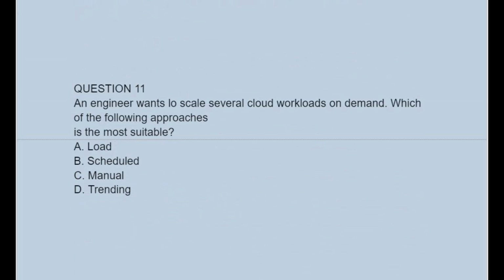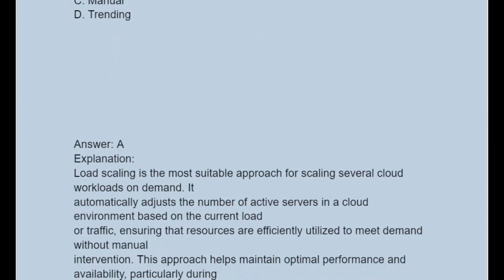Question is, an engineer wants to scale several cloud workloads on demand. Which of the following approaches is the most suitable? Option A, load. Option B, scheduled. Option C, manual. Option D, trending. Correct answer is option A.